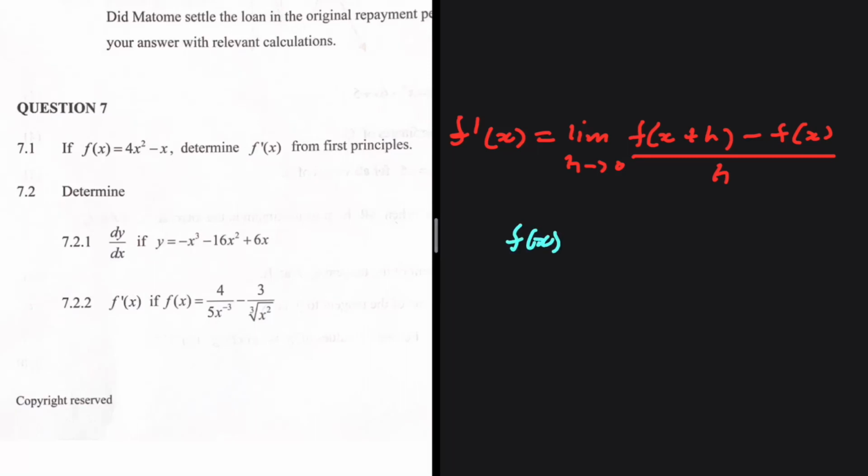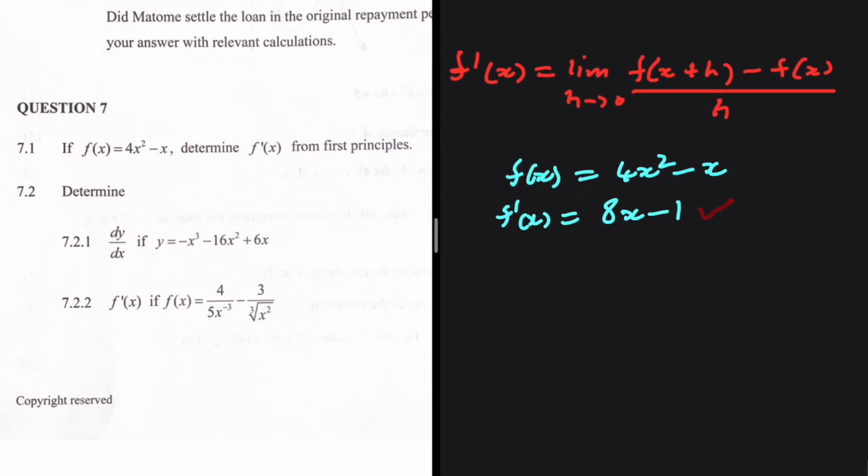f of x is said to be equal to 4x squared minus x. If we use the power rule, f prime of x is equal to 8x minus 1. So in using first principles, if we don't get to 8x minus 1, then we made a mistake somewhere. So let's go ahead and differentiate this function using first principles.